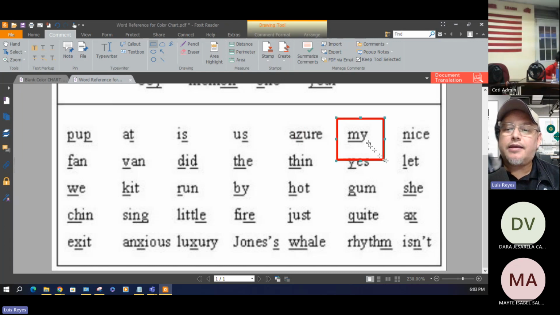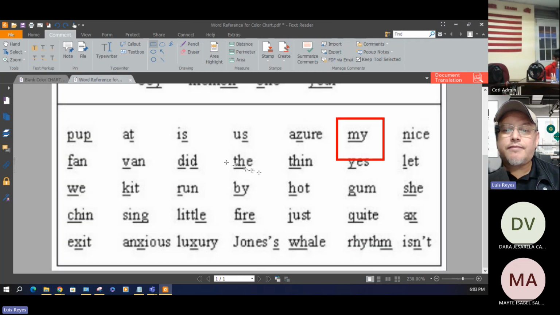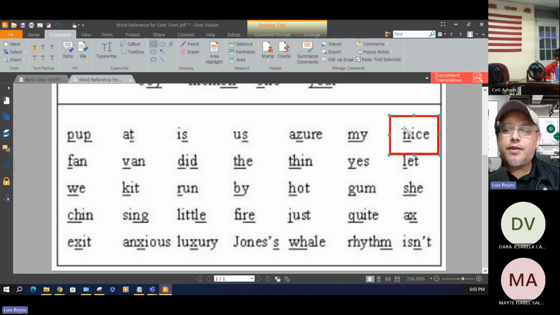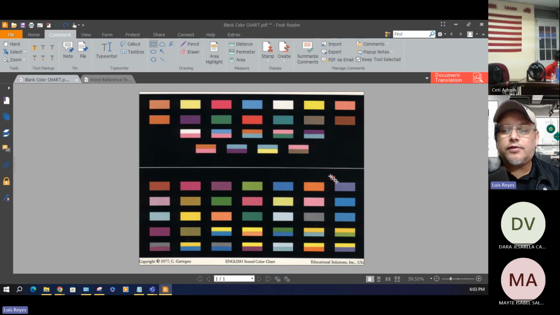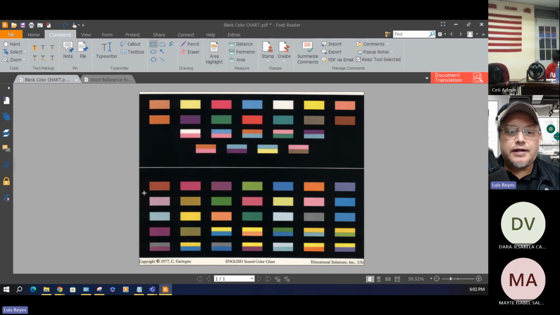Then we have my, the word my with the sound m. And that is the very same sound we have right here, m. Then we have the word nice with the sound n. And that is the same sound we located in purple here on the corner, n, as in nice. Okay, then we have the word fan, and that's the sound f. And that is the same one we have here, f, for fan.